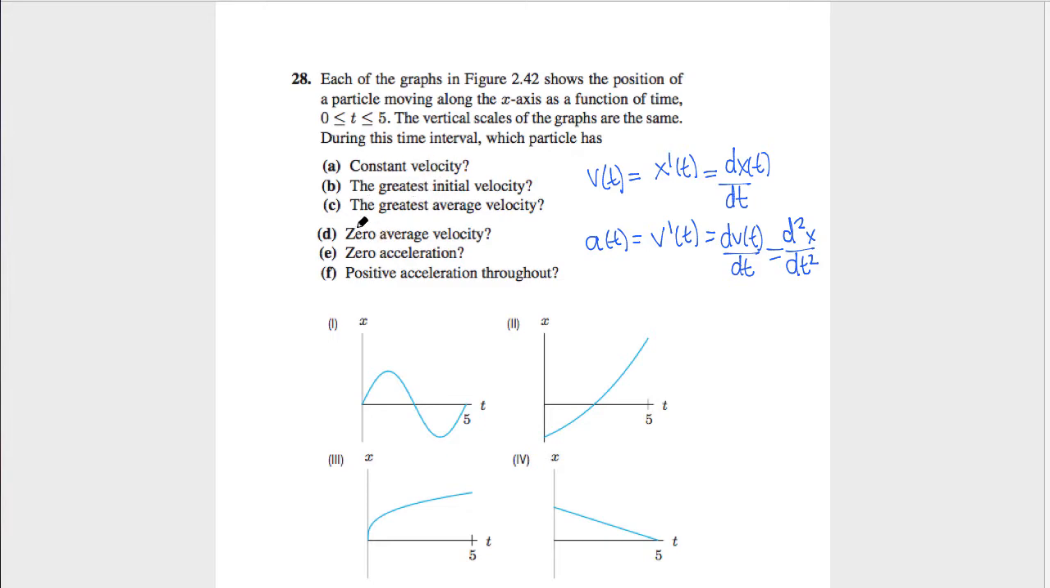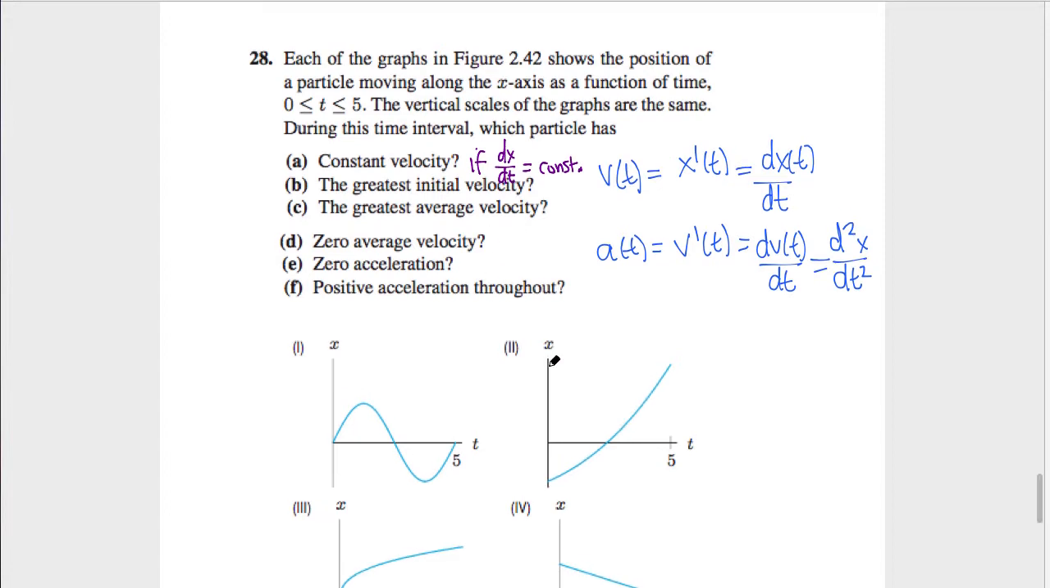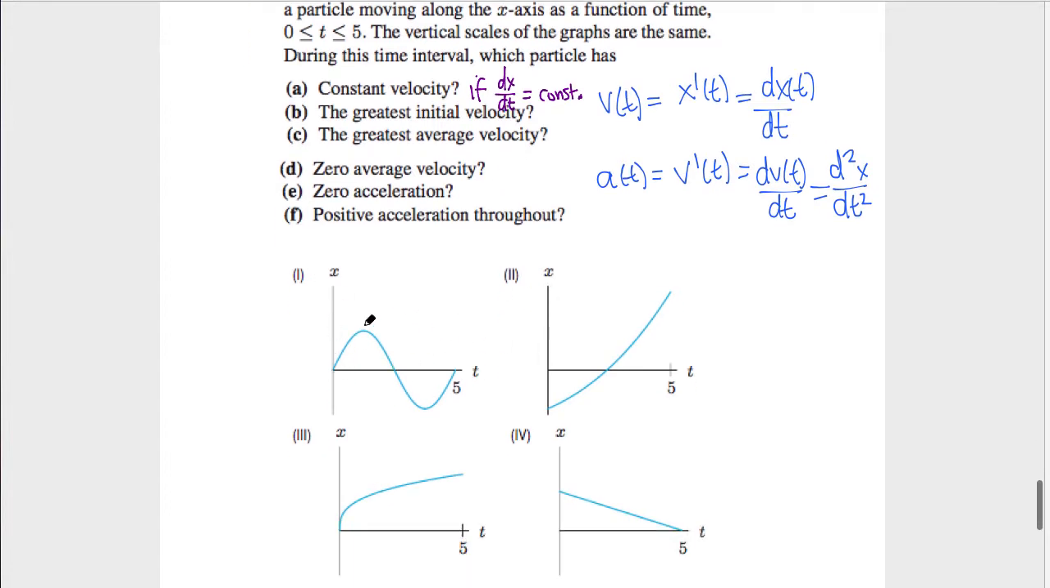this graph will have a constant velocity if dx/dt is equal to a constant. So which of these has a first derivative that is constant? Well, this one, the slope changes. This one, the slope changes. Number 3, the slope changes. So number 4 is the only one where there is constant velocity. So I'll put it both up here and I'll put it down here. So A applies to number 4. I'll write it over here.